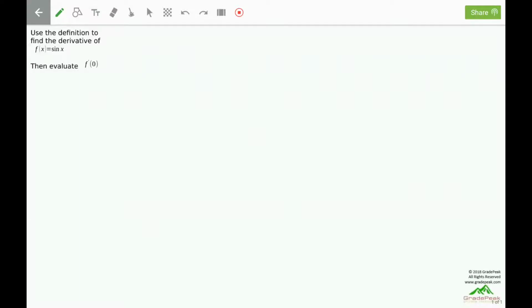Use the definition to find the derivative of f of x equals sine x, then evaluate f prime of 0. The first thing to do is write down the definition of the derivative. F prime of x equals the limit as h goes to 0 of f of x plus h minus f of x all over h.